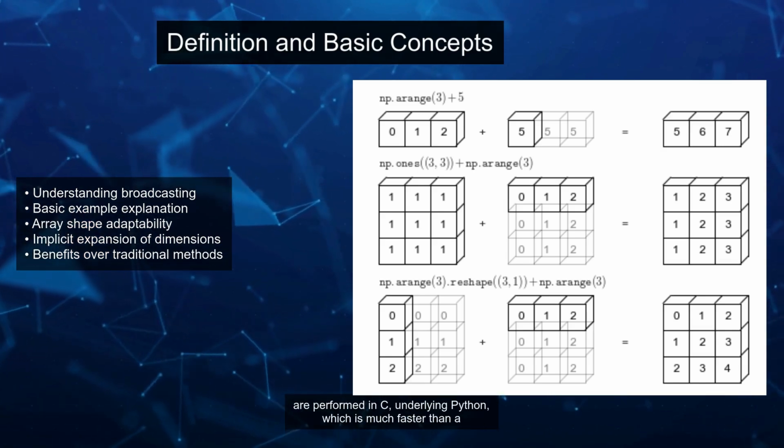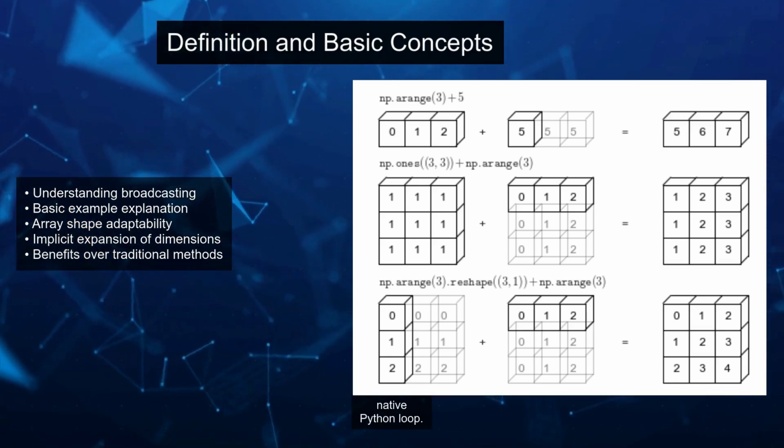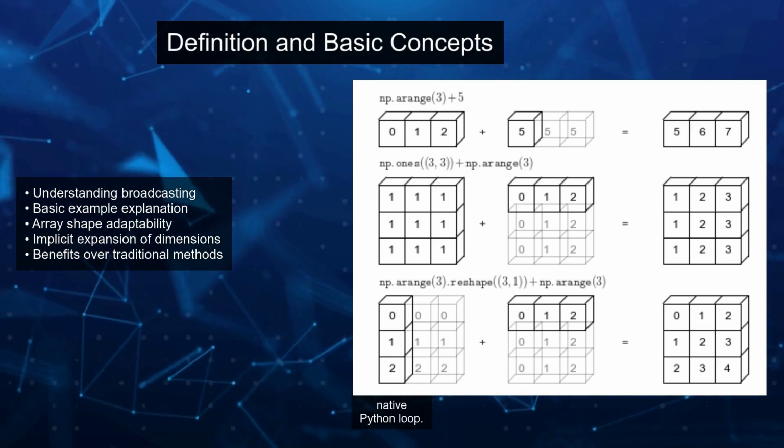The real advantage here is efficiency. Operations are performed in C, underlying Python, which is much faster than a native Python loop.